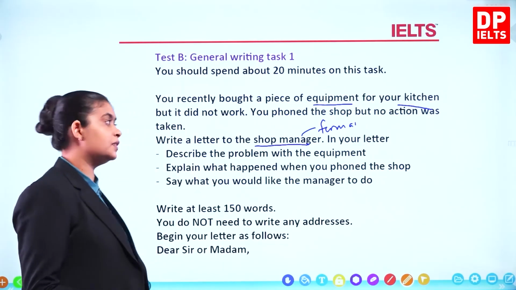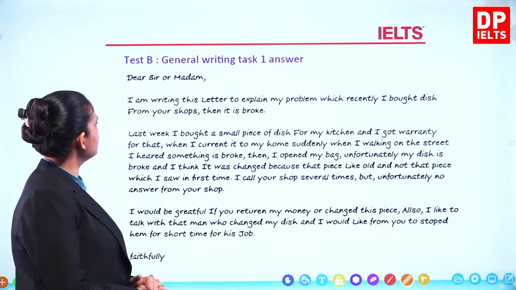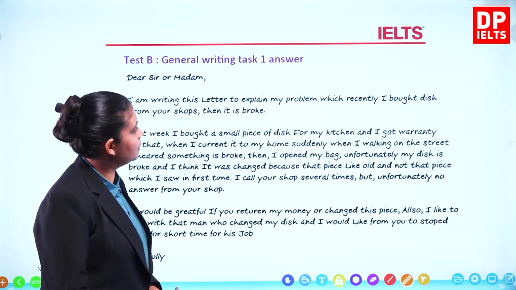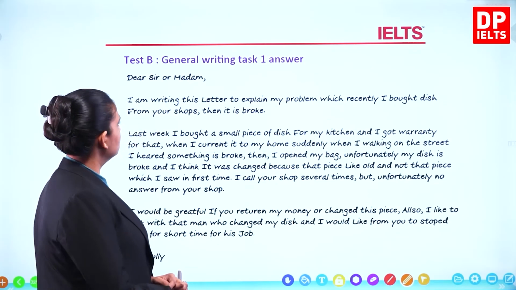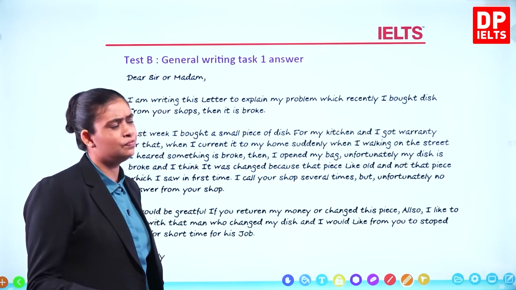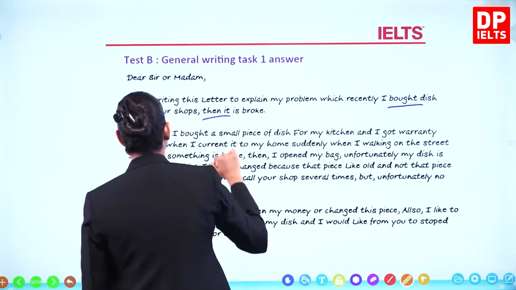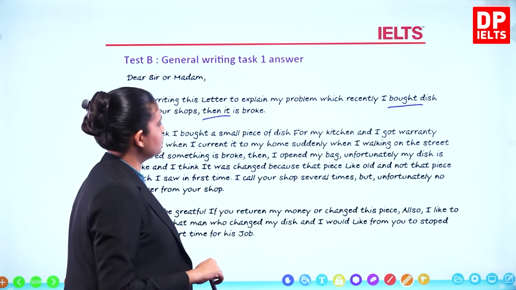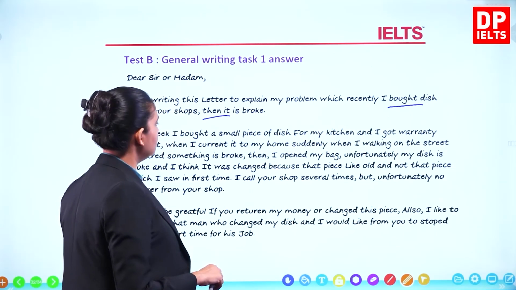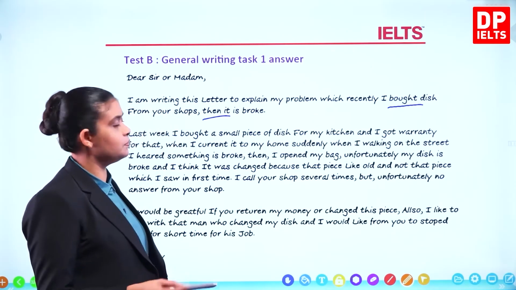Alright, so I hope you would have completed it by now. Let's have a look at a sample answer. Dear Sir, Madam, so why is the person writing it? I'm writing this letter to explain my problem, which recently I bought dish from your shop, then it is broke. Is the grammar good? Not very good. Trying to write complex, not that great. Last week I bought a small piece of dish for my kitchen. I got warranty for that when I current it to my house. Suddenly when I walking to the street, I heard something is broke.